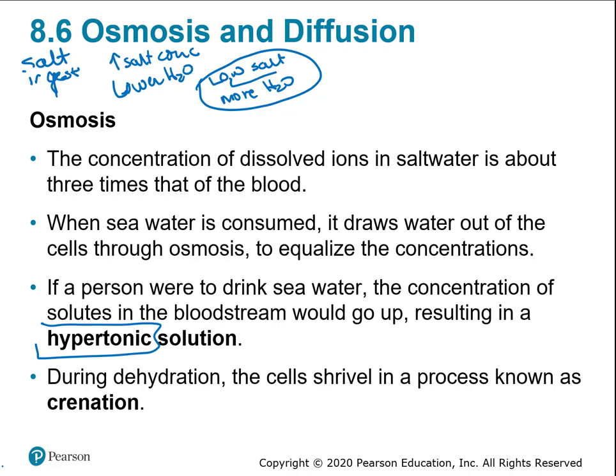So which way will water move? Water's going to go from where it's at high concentration to low concentration. And what happens to the shape of the cell? If water comes out, water comes out, water comes out, the cell begins to shrink. So the cells will actually get kind of like all shrunken and raisiny looking because of that loss of water. That's a hypertonic condition.